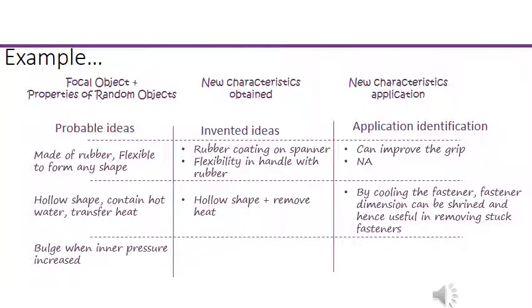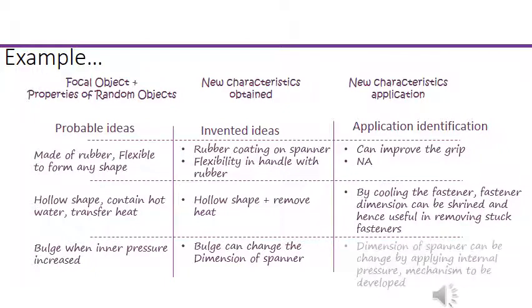Now this shrinkage can be used in the removal of fasteners which are tightly fitted and not easy to remove. Please note that here I have considered the cooling effect instead of the heating effect in the hot bag. This is the inversion principle, one of the principles of imagination. The last application obtained is from bulging. Bulging is a common phenomenon when subjected to internal pressure. Here the bulging phenomenon is planned to be used for changing the shape of the spanner. The advantage is that a single spanner is suitable for nearby sizes with a single head size. This will increase the utility of the system.